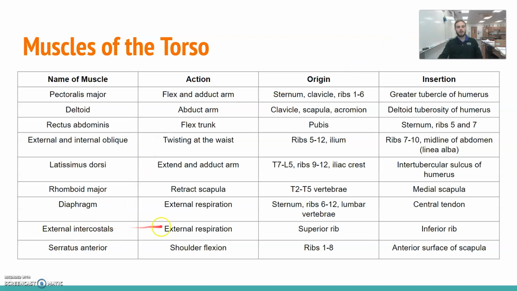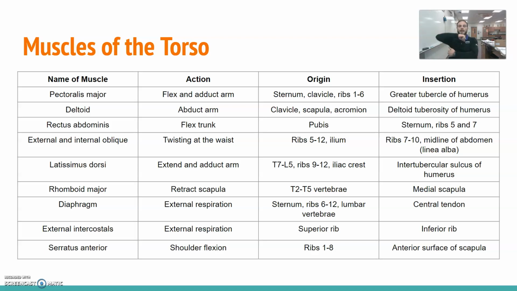Your external intercostals are going to be used also for respiration, breathing in and out. They're going to originate on whatever rib is superior to them. So if they are in between ribs 1 and 2, they're going to originate on the rib above, rib 1, and insert on the inferior rib, or the rib below them. So they pull on those ribs, and that's going to allow your chest cavity to expand really, really big when you need to take a deep breath.